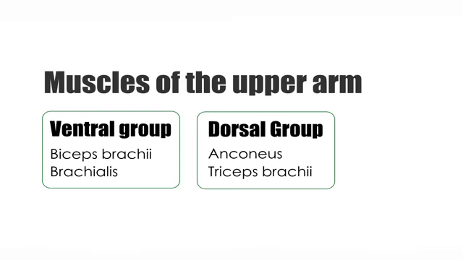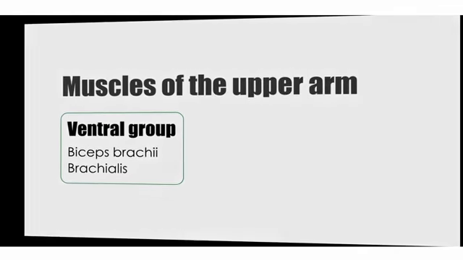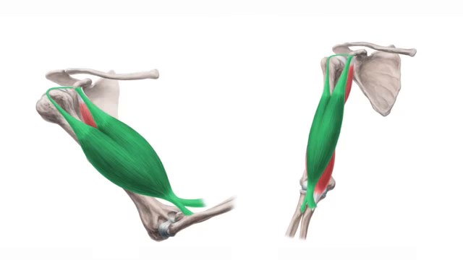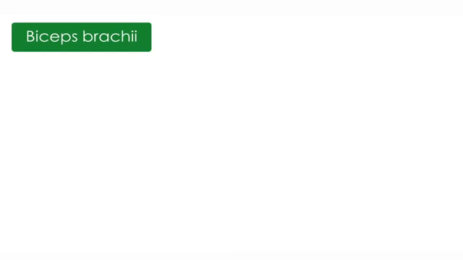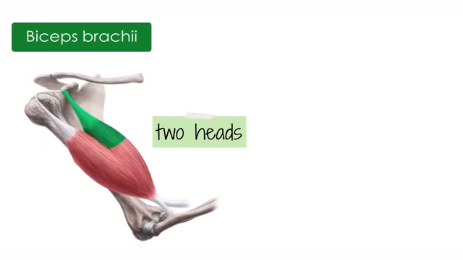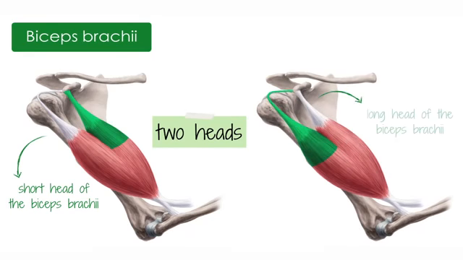Now let's start with the very first group here, the ventral group, and with the first muscle of this list, which you see here highlighted in green. This is known as the biceps brachii. Now the biceps brachii, like the name indicates, is divided into two heads: the short head, as you can see here, and the long head of the biceps brachii.